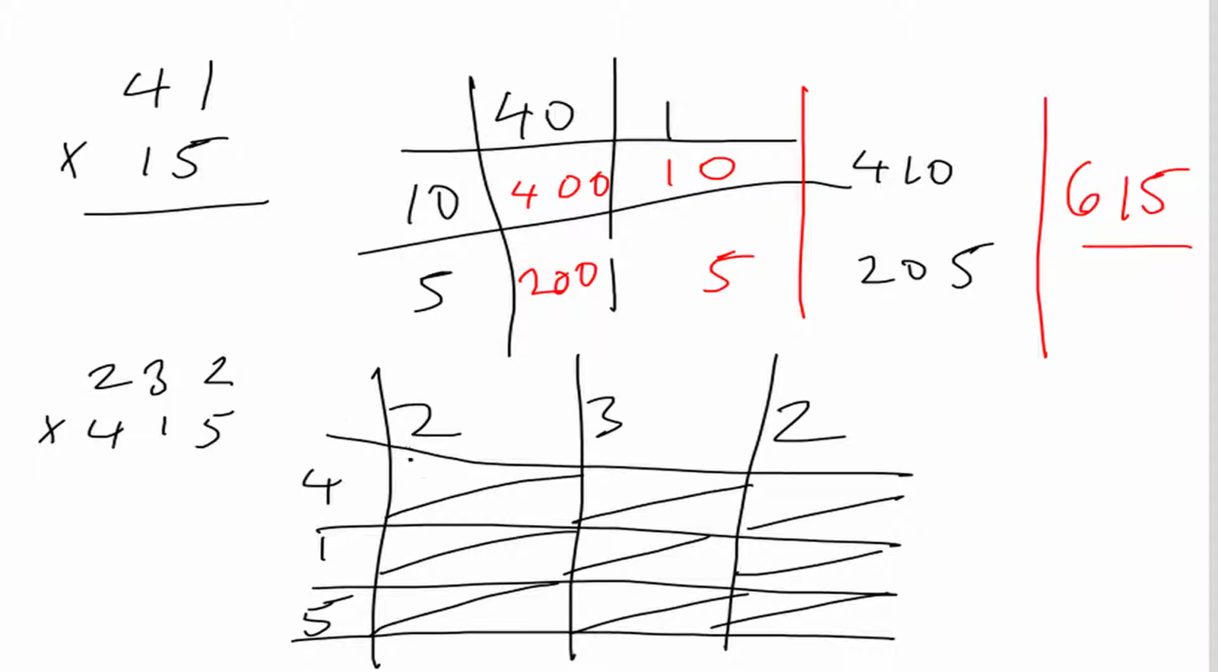So once the grid is ready, you just multiply each box by itself. So you got 4 times 2, which is what? 8. You put the 8 here, and it's 0. This is for the tens unit. 4 times 3 is what? 4, 8, 12. 1 here, 2 here. 4 times 2 again, 0, 8. 1 times 2, 2. 1 times 3, and 1 times 2, 2. And finally, 5 times 2 is 10. 5 times 3 is 15. And 5 times 2 is 10.